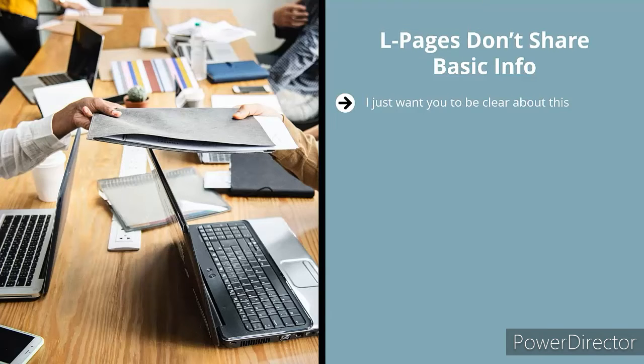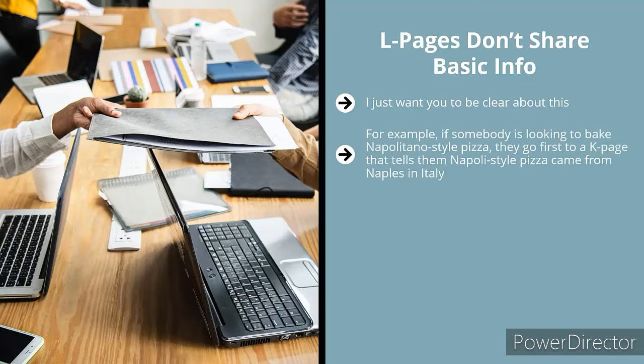When you create an L page, you're not saying to the reader why you are interested in this stuff or why people are interested in this type of product. They don't want that. That's introductory stuff. For example, if somebody is looking to bake Neapolitan-style pizza, they go first to a K page that tells them that Neapolitan-style pizza came from Naples in Italy. It was brought by Italian immigrants to the United States. It is a very tasty form of pizza. It's puffy, so on and so forth.